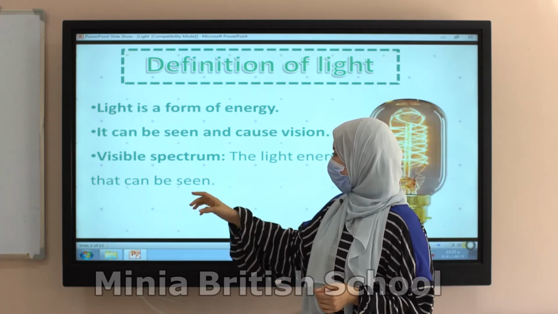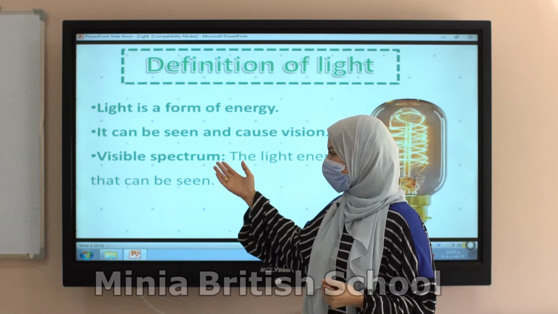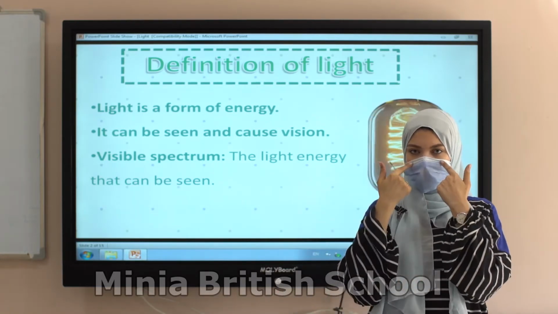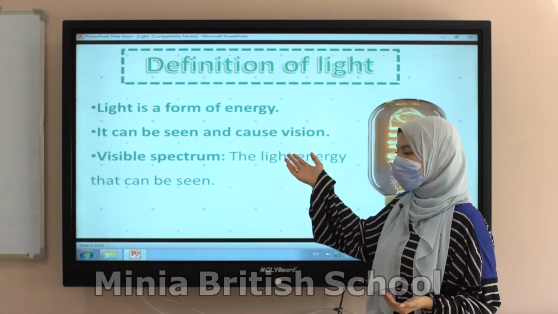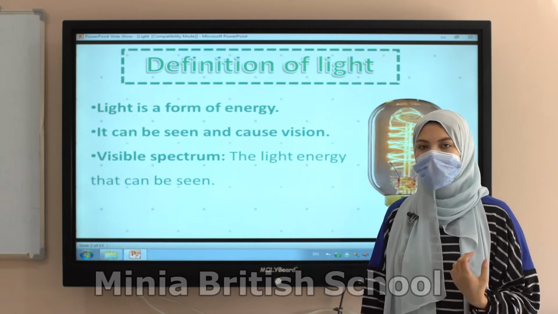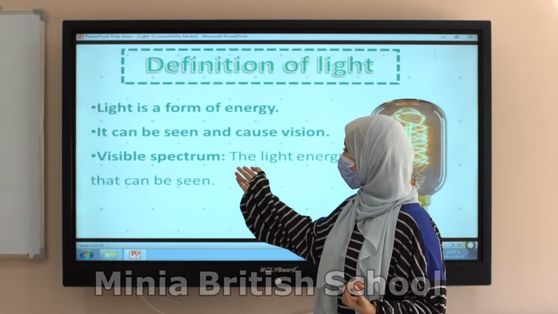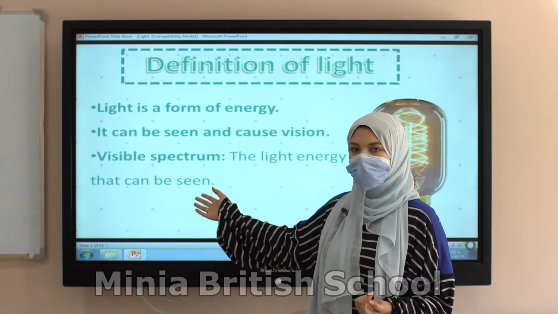Visible spectrum is light energy that can be seen. So light reaches our eyes from the source, which causes vision, which helps us to see. So again, visible spectrum is the light energy that can be seen, okay?